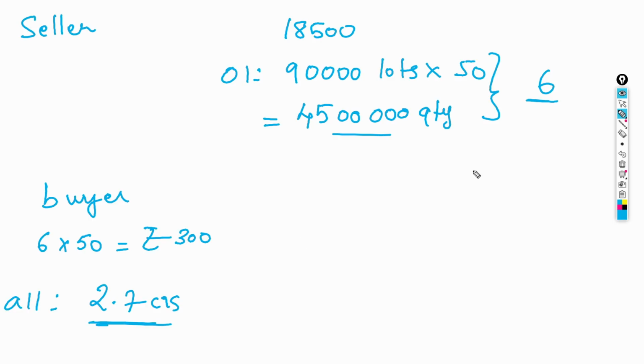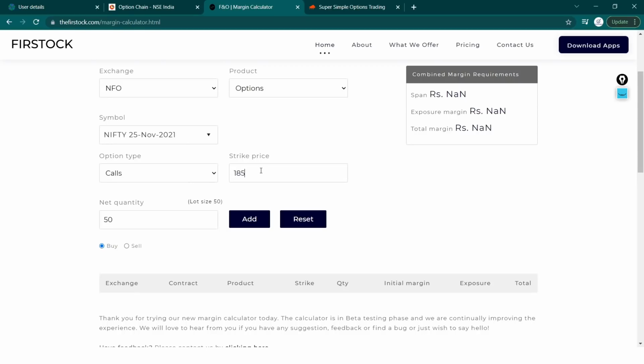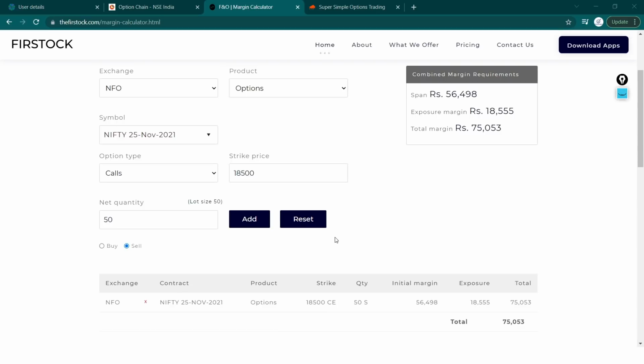Now we will look at this from the seller's perspective. The buyer only has to pay 300 rupees per lot. But how much money should the seller bring in? I'm using the Firstock margin calculator here. To sell one lot of the 18,500 call option, a seller requires close to 75,000 rupees. The buyer only requires 300 rupees, whereas the seller requires 75,000 rupees.